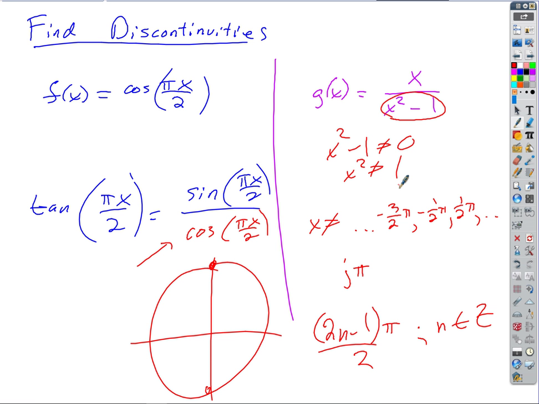If it were x squared plus 1, there'd be no discontinuity. There are no real zeros of x squared plus 1. Anybody see that? So then it'd be fine.